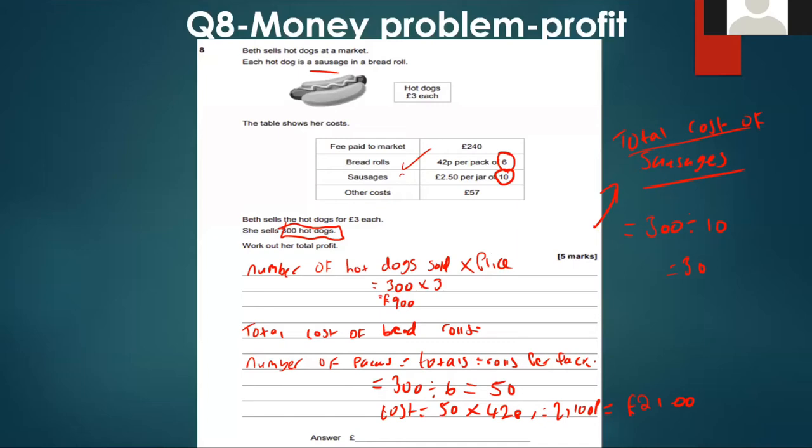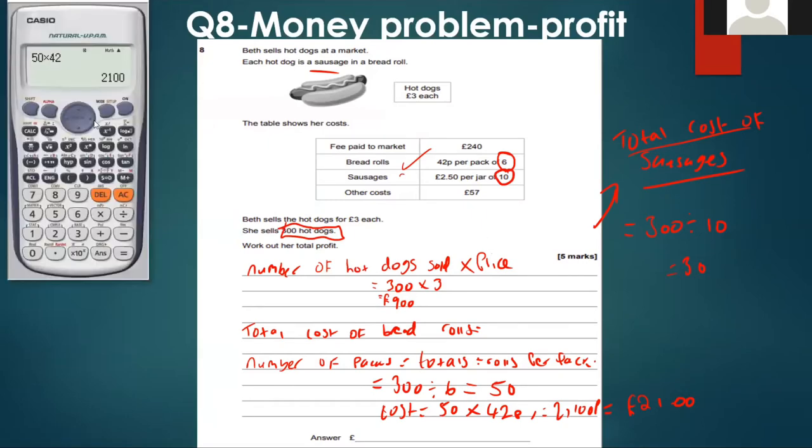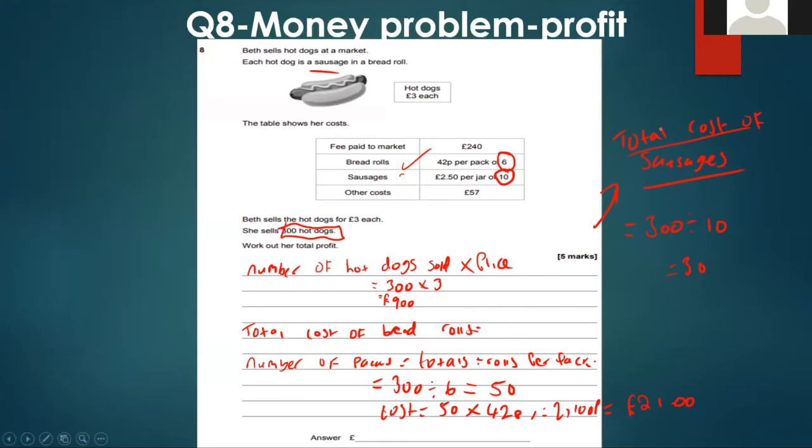Because you get 10 in each pack, if you're buying 30 packs, you're going to get enough to get up to 300. Because what is 30 times 10? Well, 30 times 10, we all know that you don't have to put it in the calculator, is 300. So that is why it's divided by 10, because you get 10 in a pack. So how many packs do you need for 300 sausages? Well, that's 30 packs.